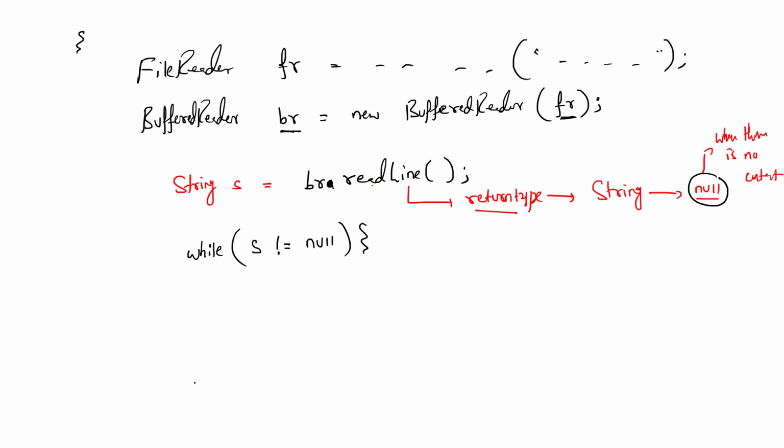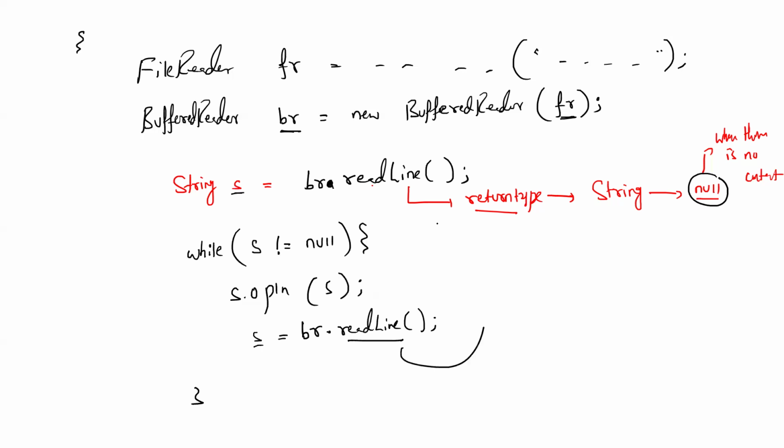So inside this, what do you have to print? System.out.println, print that string. Some content, the first line, will be given to this variable. After printing, read the next line also. Again use the br object's readLine method, then assign back to the same variable. Therefore, the next line will be assigned. Then cross-check, is it null or not? If it is not null, print and then assign the next line. Then again cross-check. So till not null, the loop will happen. Once it is null, the loop will be terminated. So this is the BufferedReader approach.